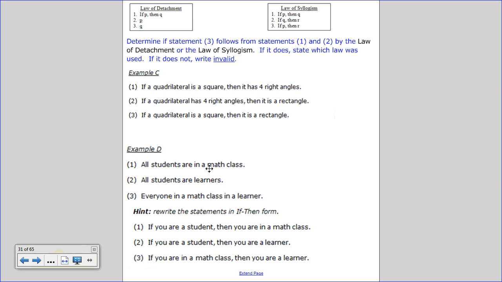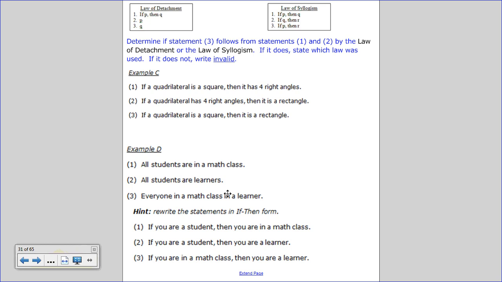All right, I have a couple more statements. On this slide, I'm going to do example D, and you can do example C. Originally, the three statements were not written in if-then form. So it's highly recommended that you rewrite the statements in if-then form first in order to establish the pattern or protocol that is being followed in that scenario.